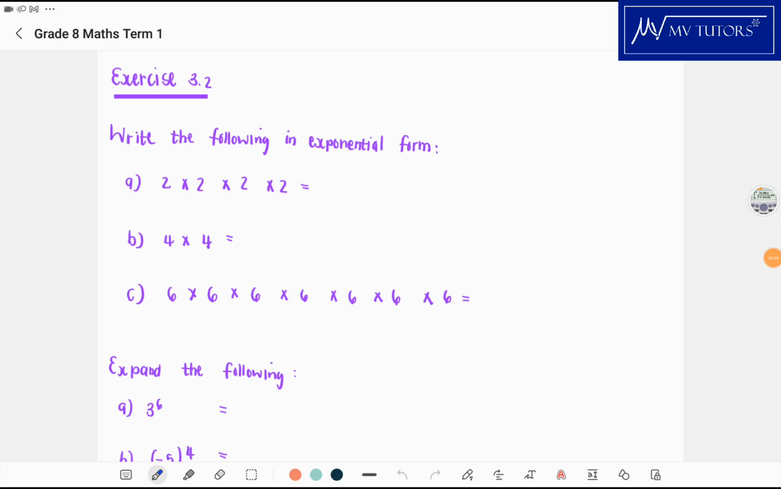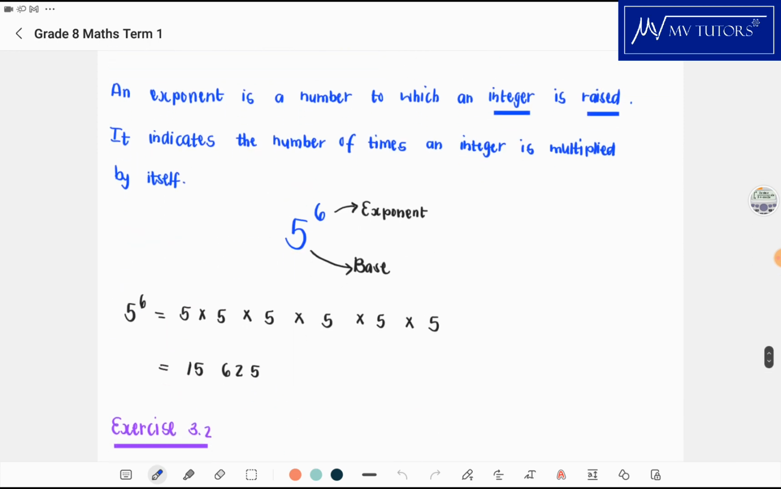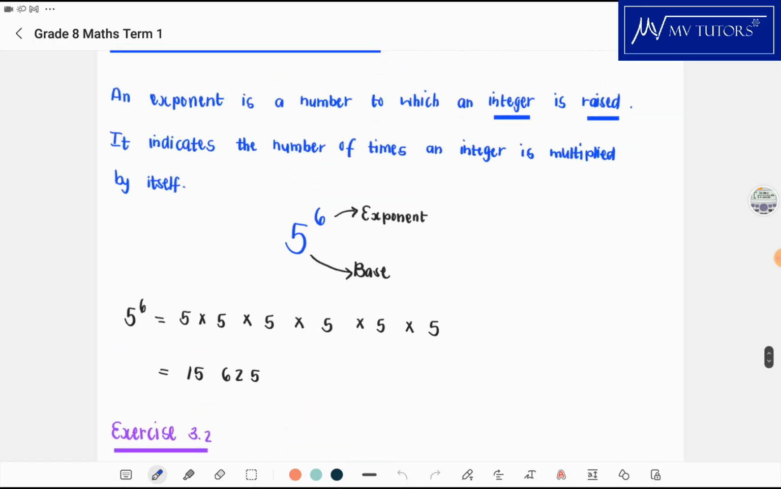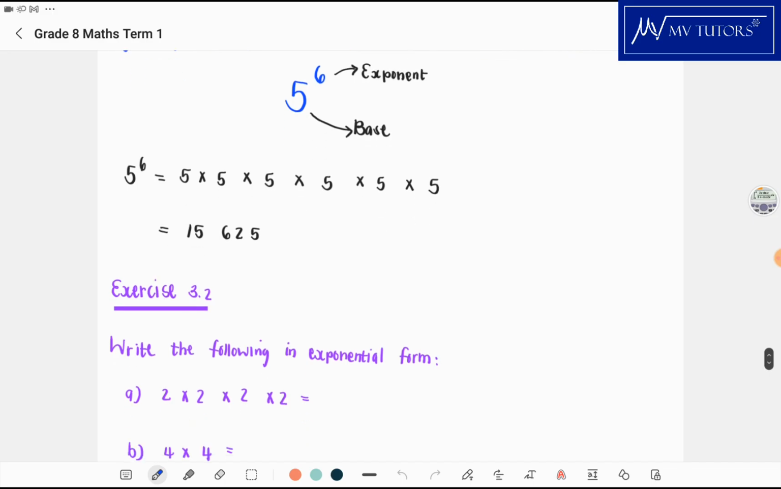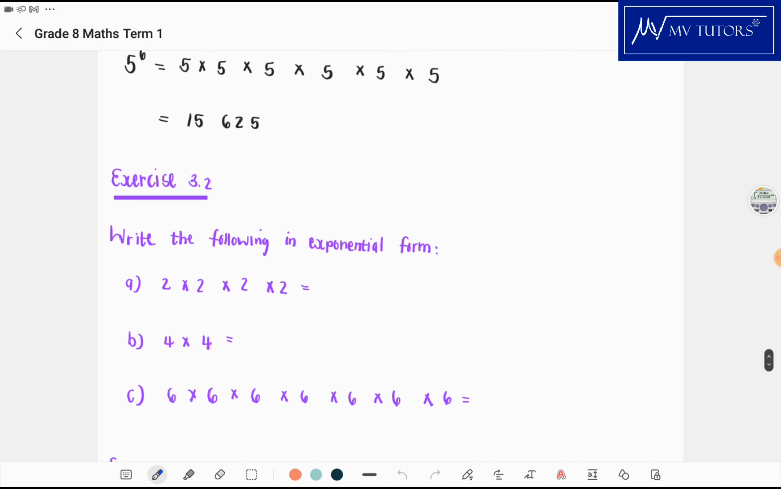All right, so while we're at it, let's do a little bit of an exercise. Exercise 3.2. Write the following in exponential form. According to our definition, an exponent is a number to which an integer, in this case the integer is 2, is raised. Now what is the power then? How many times did the 2 multiply by itself? The base here is 2 and we can see that it's multiplied 4 times. So we're going to say 2 to the power 4.